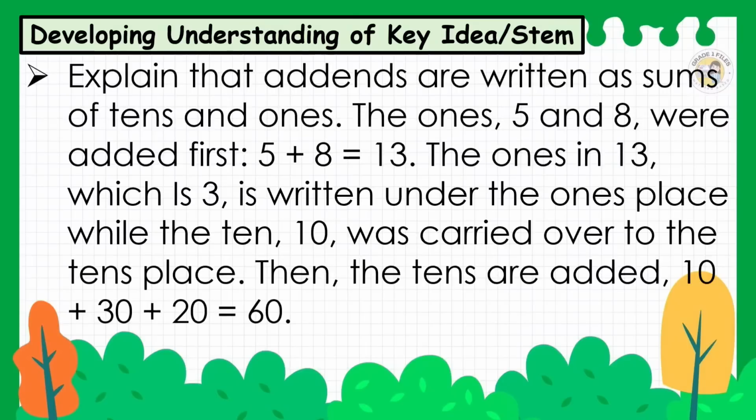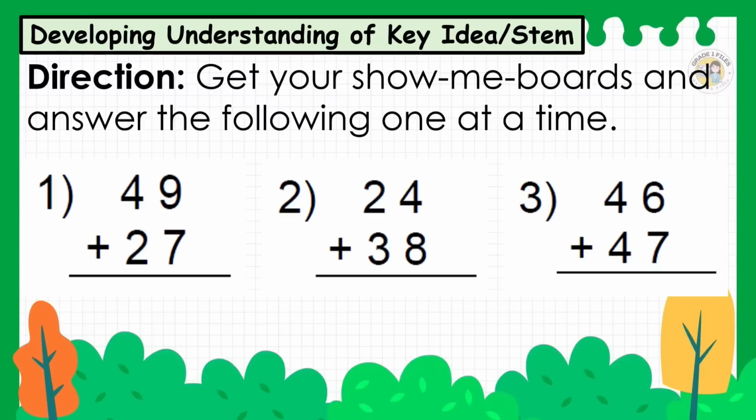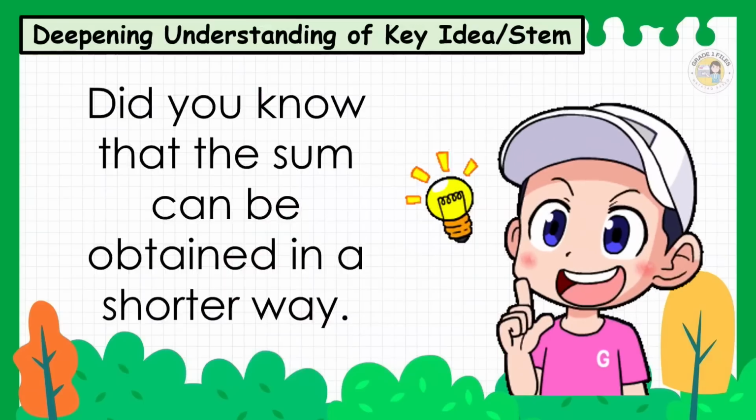10 plus 30 plus 20 is equal to 60. Lastly, adding 60 and 3 gives 63. The sum of 35 and 28 is 63. Get your show me boards and answer the following one at a time. Did you know that the sum can be obtained in a shorter way?